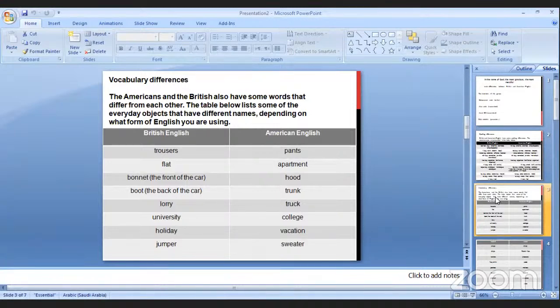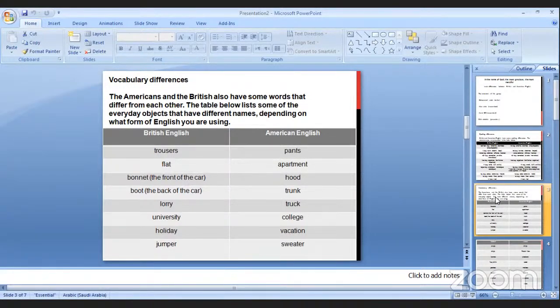Vocabulary difference. The Americans and British also have some words that differ from each other. The table below lists some of the everyday objects that have different names, depending on what form of English you are using. British English and American English. British use trousers, flat, bonnet, boot, lorry, university, holiday, jumper. Americans say instead pants, apartment, hood, trunk, truck, college, vacation, and sweaters.